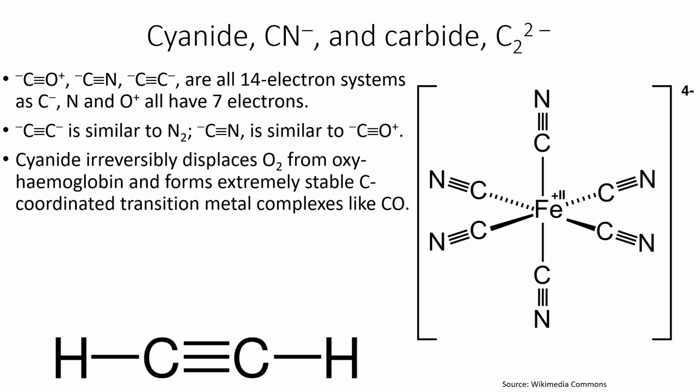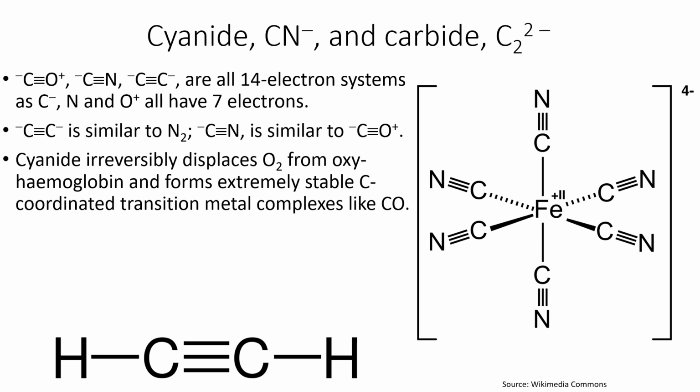Cyanide, like carbon monoxide, can irreversibly displace oxygen from oxyhemoglobin. It also forms extremely stable complexes of the transition metals, which again are carbon coordinated. So again, we see cyanide as a kind of champion ligand with transition metals, forming these very stable bonds. On the screen there, you can see a so-called hexacyanoferrate complex, where you've got 6 cyanide ligands bound to Fe2+.